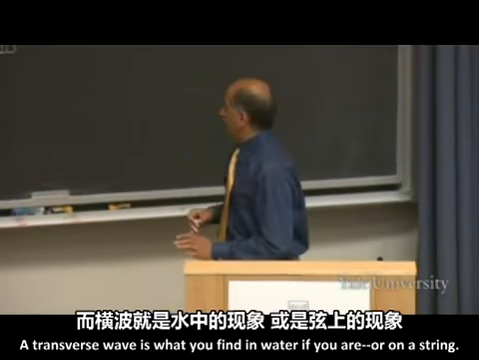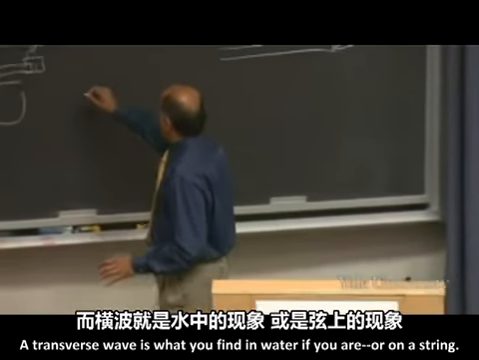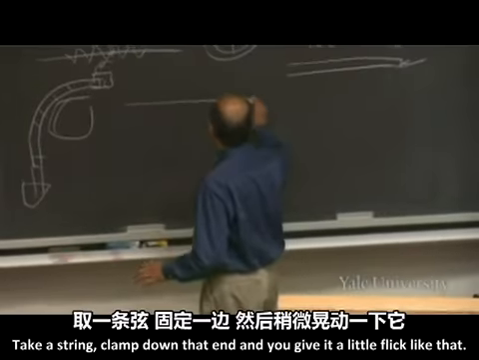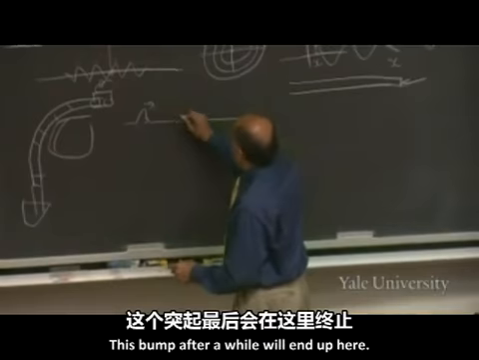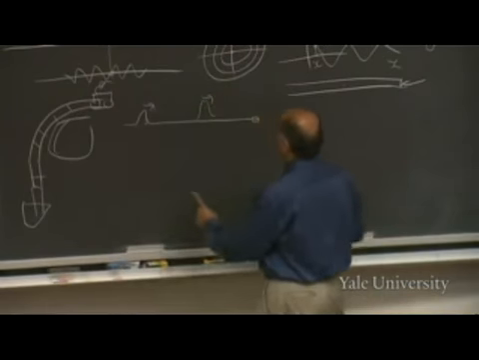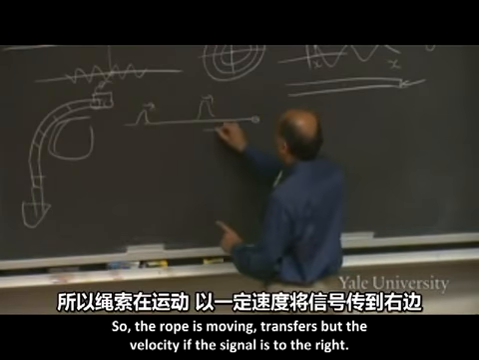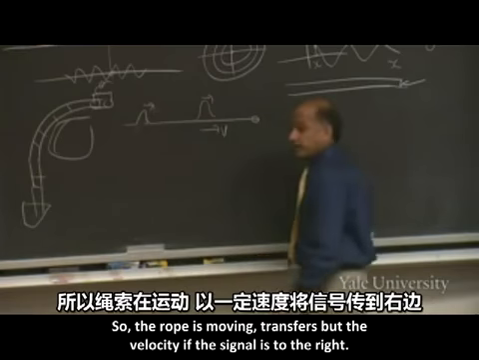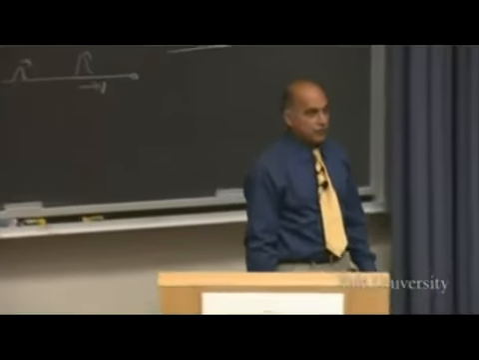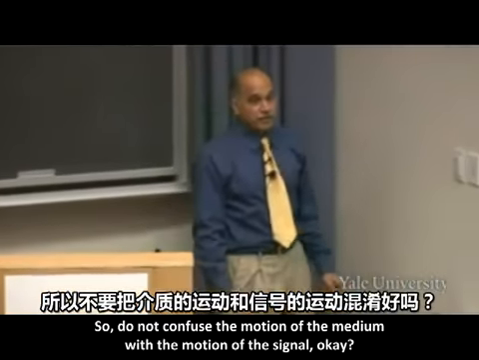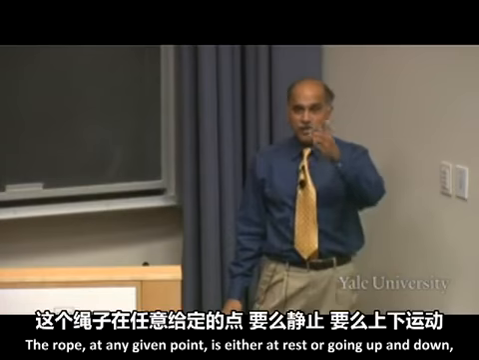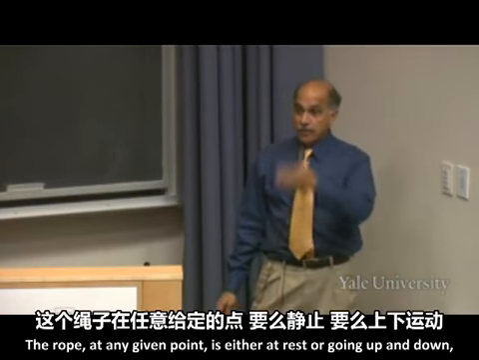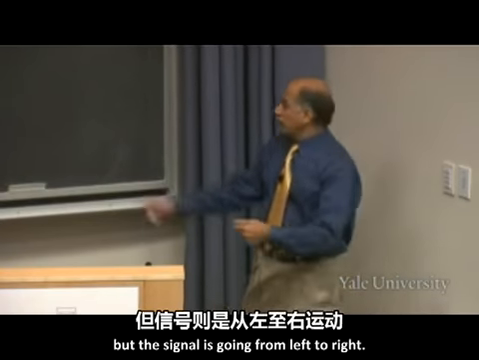A transverse wave is what you find in water, or on a string. Take a string, clamp that end, and give it a little flick like that. This bump, after a while, will end up here. So the rope is moving transversely, but the velocity of the signal is to the right. So do not confuse the motion of the medium with the motion of the signal. The rope at any given point is either at rest or going up and down, but the signal is going from left to right.